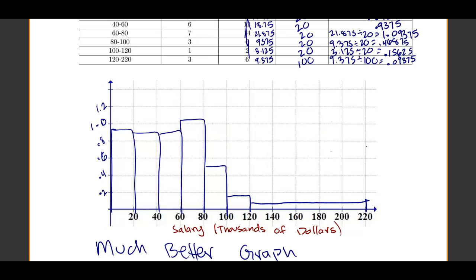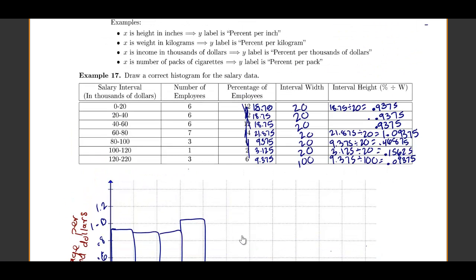Then for the height, remember how did we get the height? We took a percentage and we divided by the width of our interval, and our interval is in salary, thousands of dollars. And so this is technically our percentage divided by thousands of dollars. And so over here, this would be our percentage per $1,000. It sounds like a very awkward label, I know, but that's what it's always going to be.